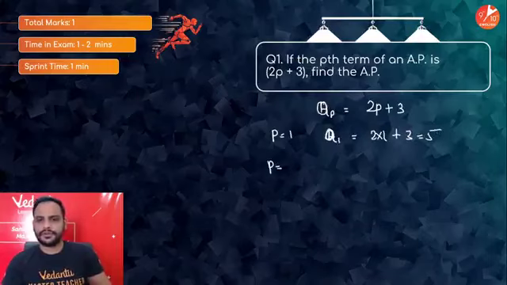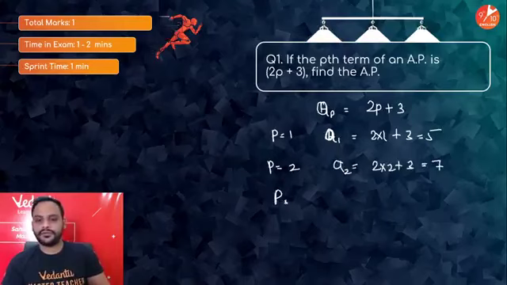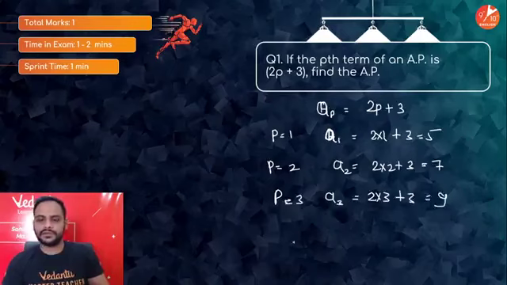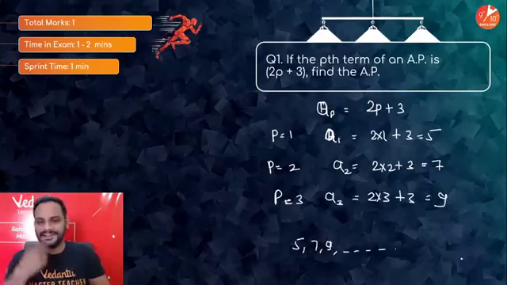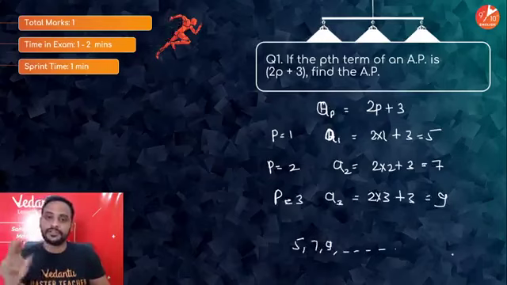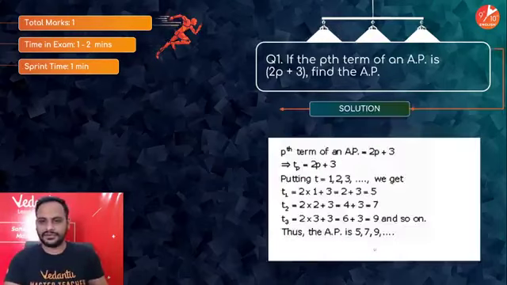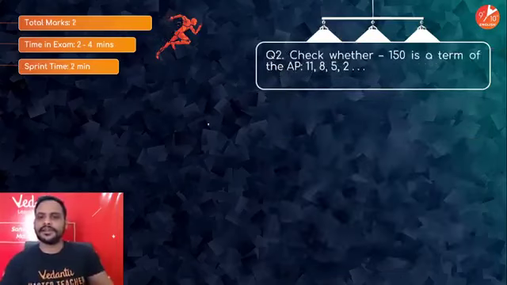For p equal to 2, the second term will be 2 into 2 plus 3, which is equal to 7. For p equal to 3, a3 will be equal to 2 into 3 plus 3, which is equal to 9. So we got to know the AP is 5, 7, 9, and so on. So the first term is 5, common difference is 2, increasing AP. Simple question. Next question: check whether minus 150 is a term of this AP.